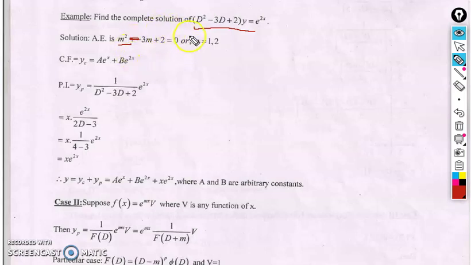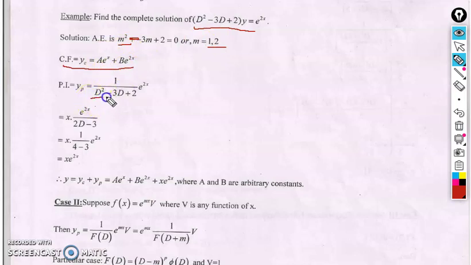After factorizing, we get the values of m as 1 and 2. They are real and distinct roots. So we use the norms for real and distinct roots to find the complementary function, which is a e to the power m1x plus b e to the power m2x. Here m1 is 1 and m2 is 2, so we write a e to the power x plus b e to the power 2x.